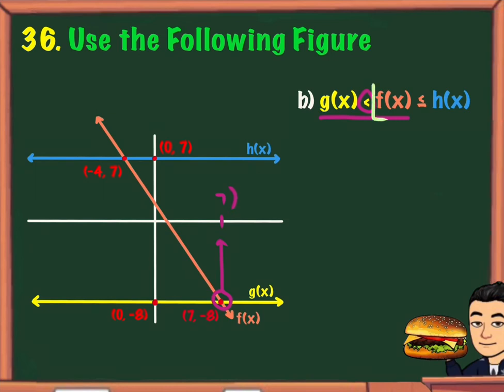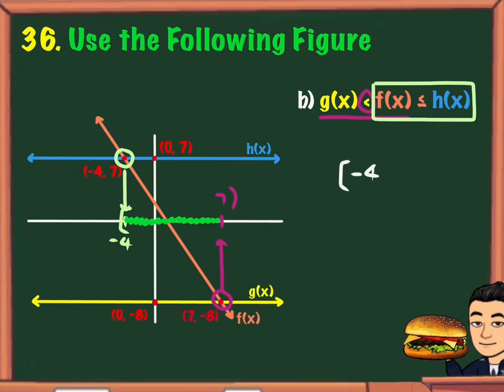So for the part where f of x is less than or equal to h of x, this is the point of intersection where your x is going to equal negative 4. And we're going to use the closed circle, which is a bracket. So your x is going to be in between negative 4 and positive 7. This is how you're going to express your answer. So you put a bracket, negative 4, comma, 7, parenthesis.